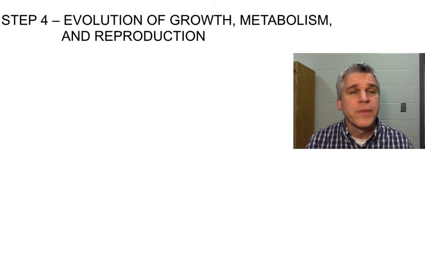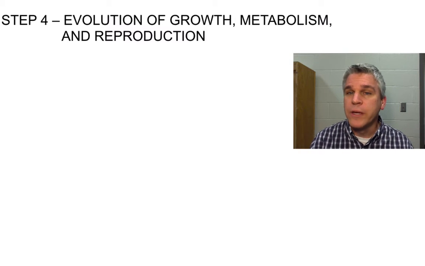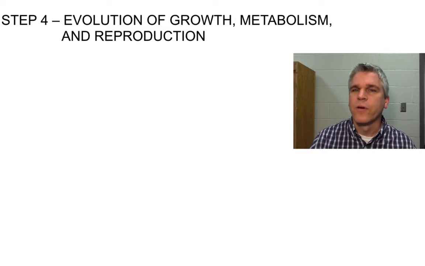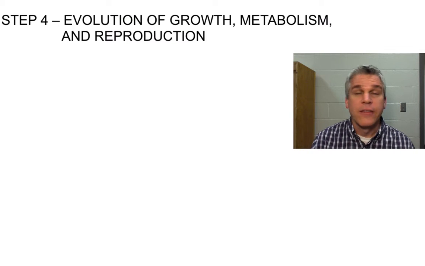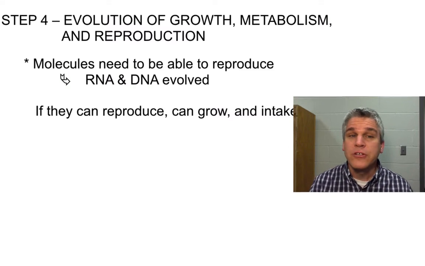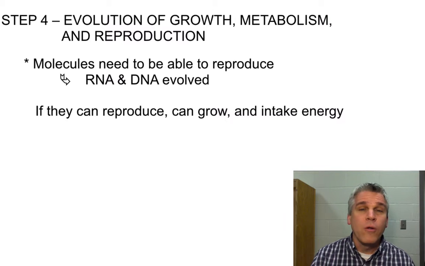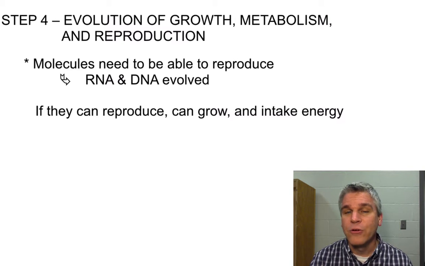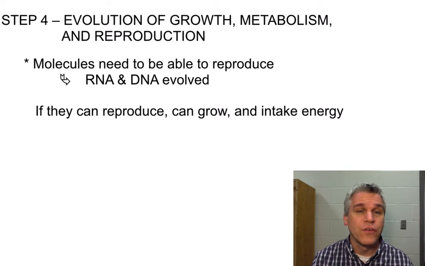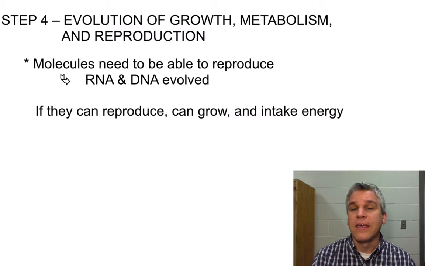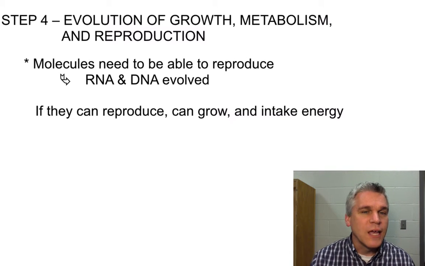The fourth step is the evolution of growth, metabolism, and reproduction. Now this is a big leap from going from a pre-cell to a living cell. And there are lots of different ideas on how and really where this took place. But essentially, molecules need to be able to reproduce. The only molecules that can do this are DNA and RNA. Now, since RNA is a simpler molecule than DNA, it's thought that RNA probably evolved first. RNA, of course, as we know, has the ability to arrange amino acids into proteins. So if they can reproduce and they can grow and they're maybe able to start to use energy, they now can be considered a living cell.